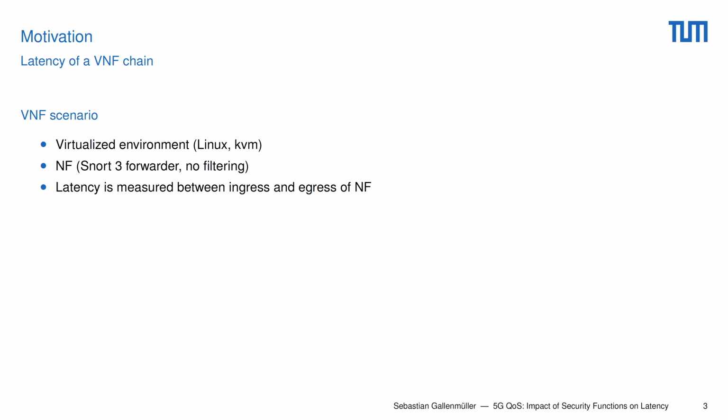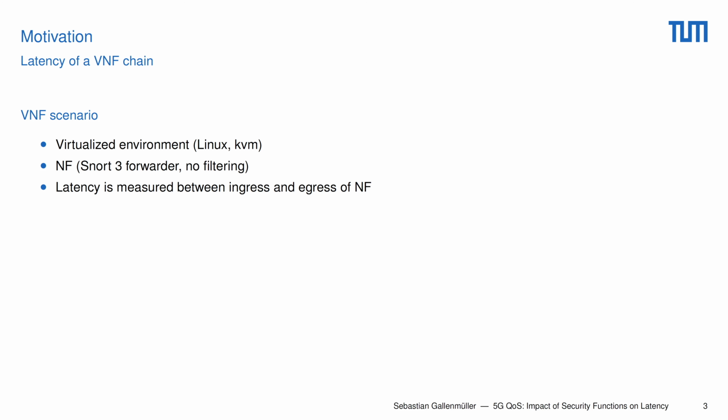To test if these URLLC requirements are even possible to handle in a network function, we create our own virtualized network function scenario. Therefore, we use Linux and KVM as a hypervisor. And for the network function, we choose an intrusion prevention system.